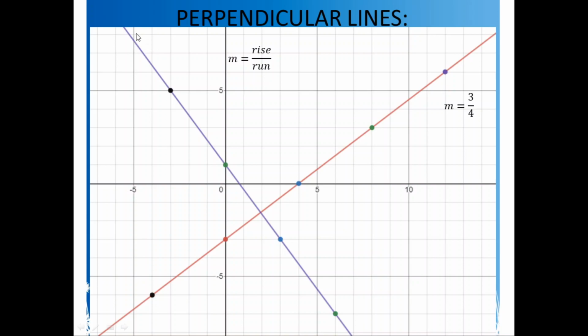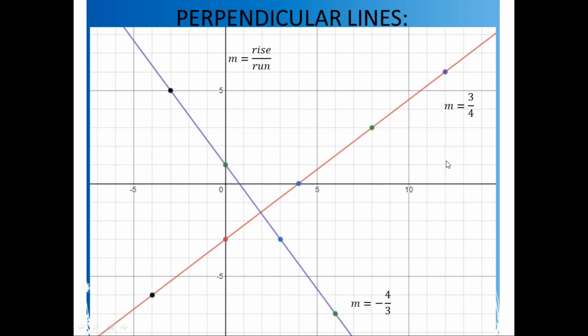Let's look at this second line, the one sloping downwards. It goes down 4 and across 3. Since it is going down, the rise is negative. So since it goes down 4, the rise is -4, and across 3, the run is 3, so the gradient is -4/3. What relationships exist between these two numbers?